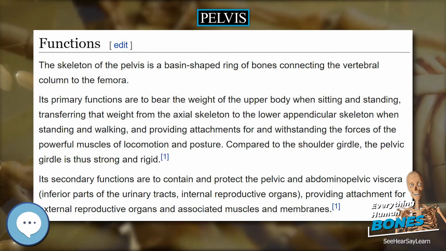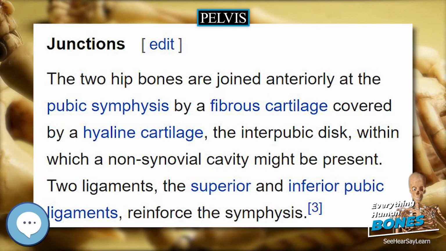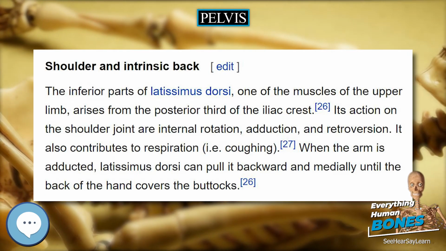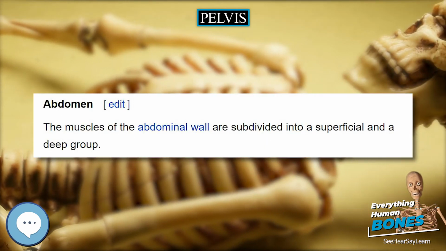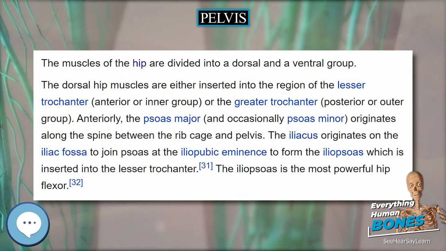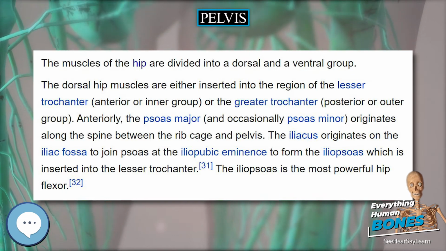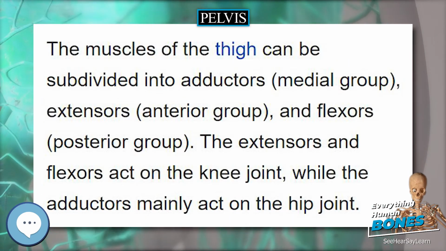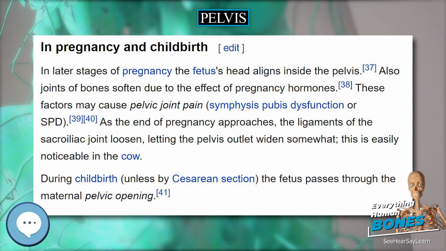Quadratus arises on the ischial tuberosity and is inserted into the intertrochanteric crest. The superior and inferior gemelli, arising from the ischial spine and ischial tuberosity respectively, can be thought of as marginal heads of the obturator internus, and their main function is to assist this muscle. The muscles of the thigh can be subdivided into adductors, medial group, extensors, anterior group, and flexors, posterior group. The extensors and flexors act on the knee joint, while the adductors mainly act on the hip joint.